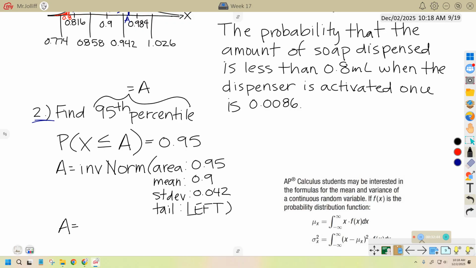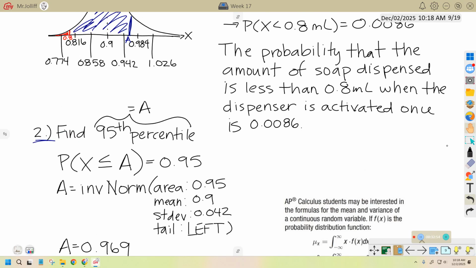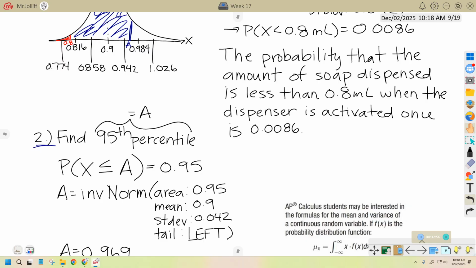I get 0.969. Let me see some nodding. And we go back up and look at our picture. Does that look like we marked it in the right spot? Yeah, pretty darn good. Between 0.98 and 0.94, that's 0.96 something. We did pretty good with that. So knowing your empirical rule is going to help you mark up your pictures so they accurately reflect what you're doing in your answer. Good, good.